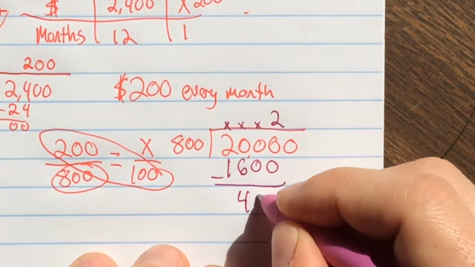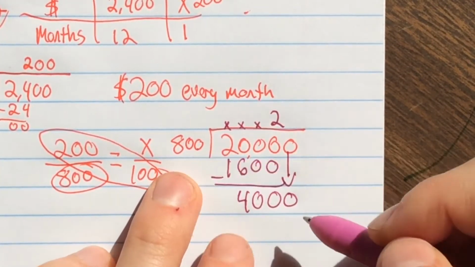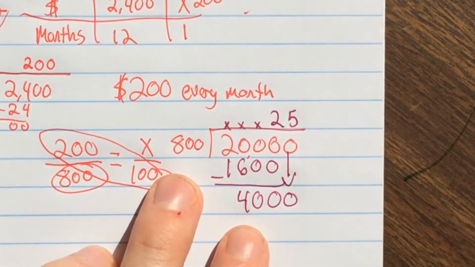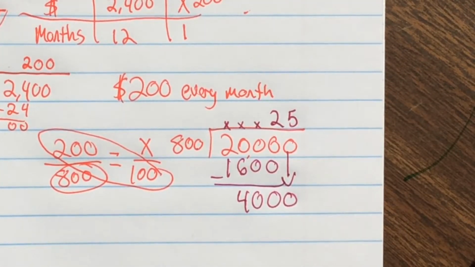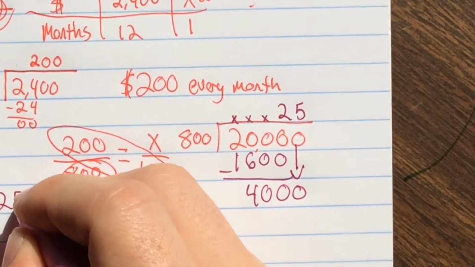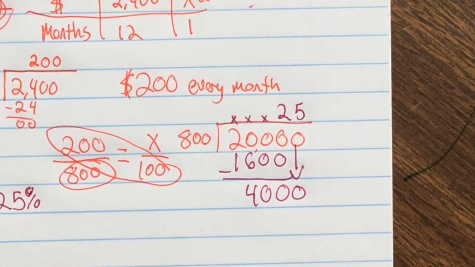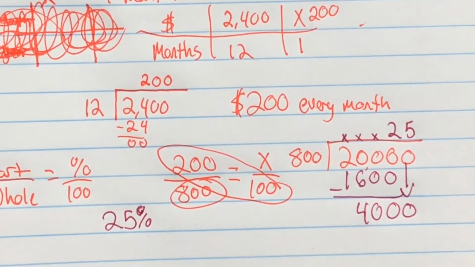We are left with 400 now, and we're going to put another 0 down here. 800 goes into 4,000 5 times. So your answer is 25%. So 25% of her budget is going to college savings every month.